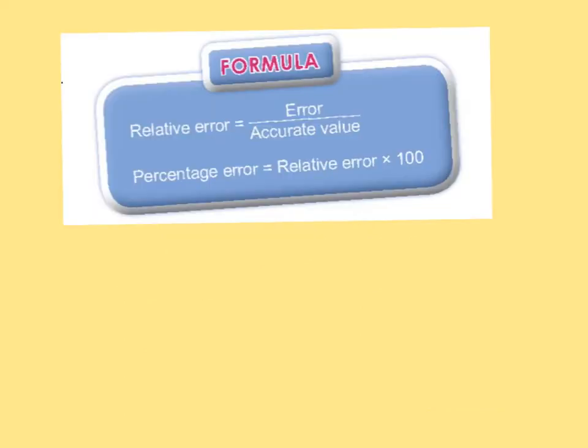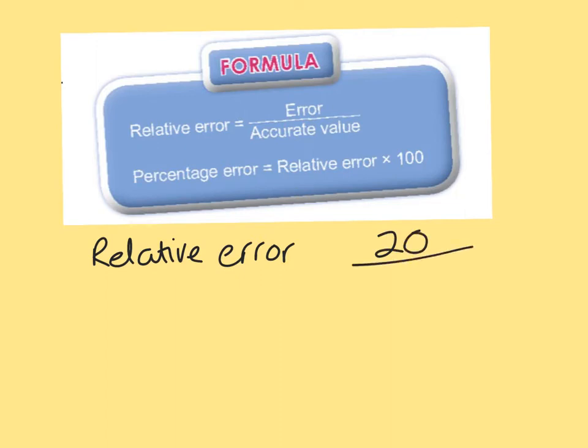So there's two formulas then that you just need to know off by heart. These are not in your log tables. The first one is relative error. If we take our packet of biscuits, our error was 20, and our accurate value then was 380. If we pop that into a calculator, 20 divided by 380 will give me 1/19.